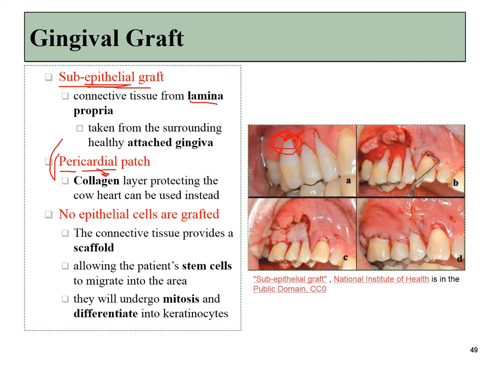And the bonus from either one of these procedures is that you get regeneration of the tissue, not just from the edges, which would be really slow, but across the whole area all at once. And you're not grafting the epithelial cells. You're instead grafting extracellular matrix, which provides a scaffolding over which stem cells can migrate and differentiate into the cells that are actually needed.